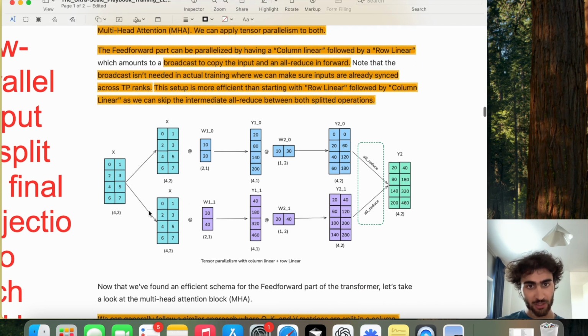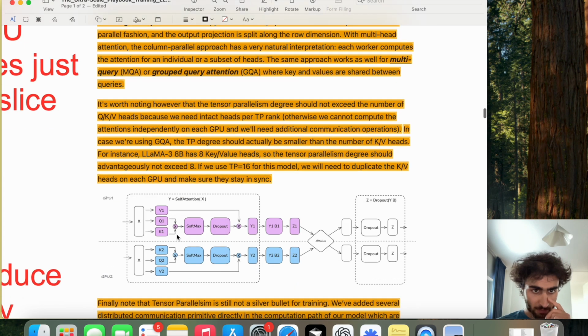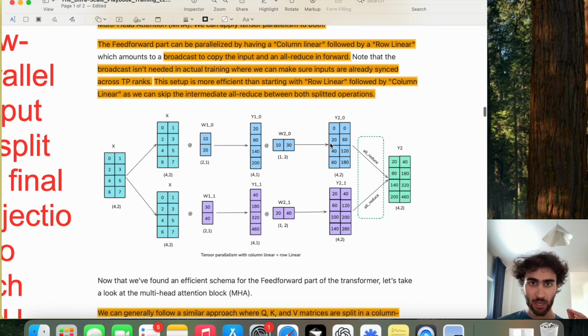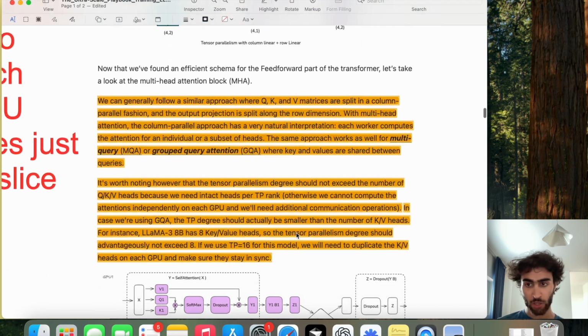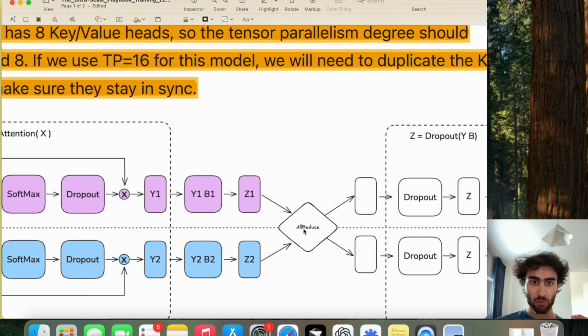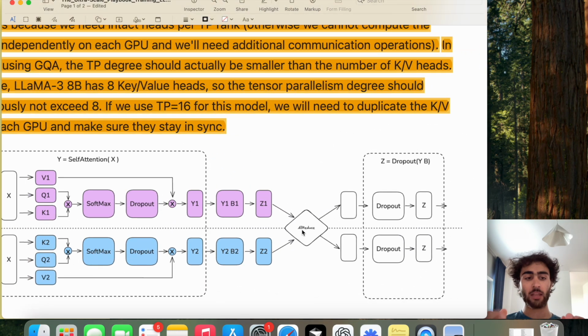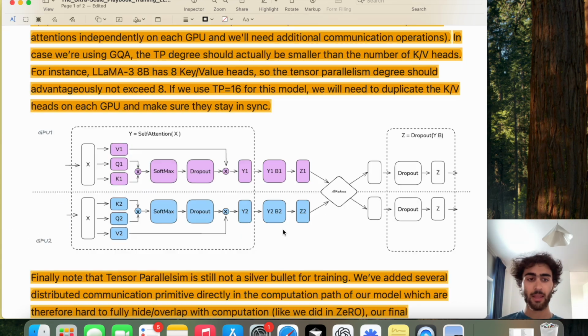So the attention calculation itself, scaled dot product attention, which is softmax of KQ transpose times V right here, happens with the column-wise sharding, and then the row-wise sharding occurs on our output projection matrix. And then we do an all reduce to consolidate the attention scores, because we did use the row-wise sharding, which requires an all reduce. And then at this point, we can do dropout, layer norm, etc.